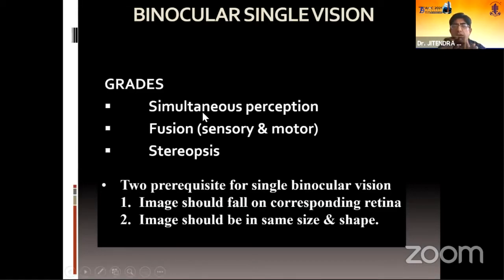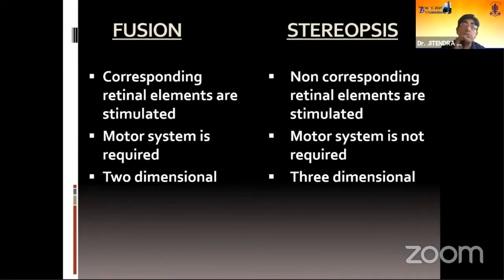Simultaneous macular perception is between the fovea and the parafoveal area. Fusion is sensory and motor. Motor is when the ocular movement takes place to fuse an object. Otherwise, you will see those things as double, or you will have confusion. And stereoacuity is when the image is still in Panum's area, but not really on the same horopter. So the difference between fusion and stereoacuity is that in fusion, corresponding retinal elements are stimulated and the motor system is required. Here you don't need a motor system, and it is a three-dimensional thing.